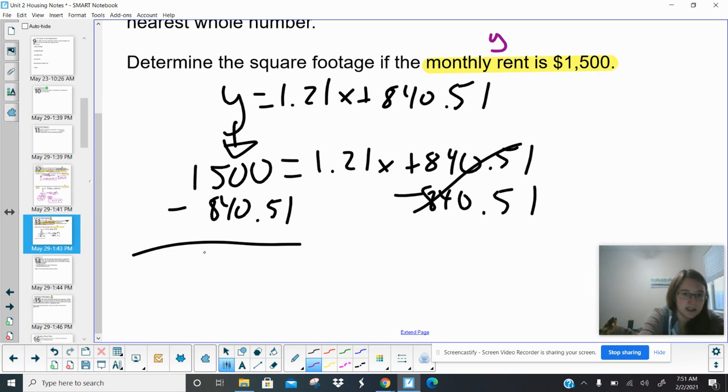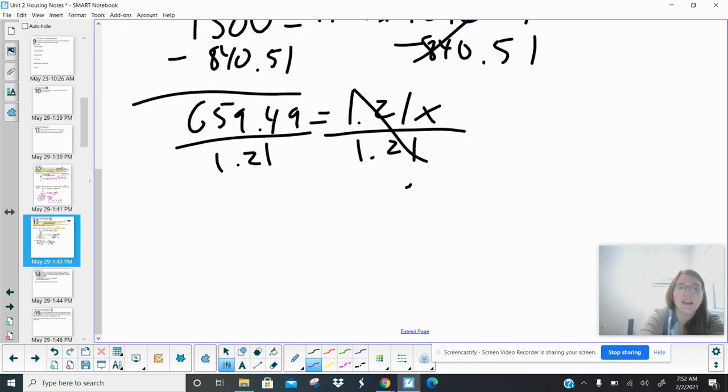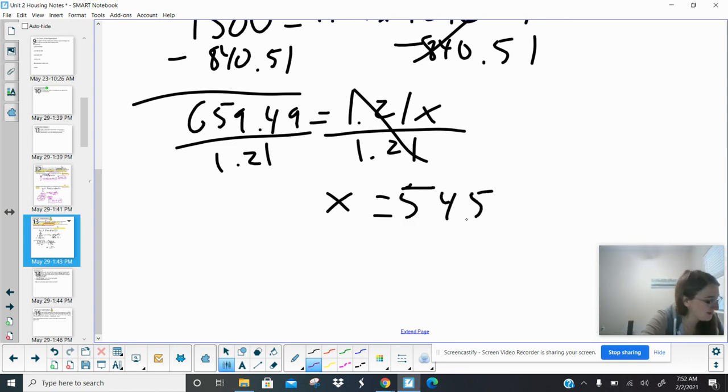We get 659.49 equals 1.21X left over. We're going to divide that 1.21 out. So this is, again, going to tell us how big of an apartment we can afford with that price. Okay, we got 545. Not a very big apartment, 545.03.